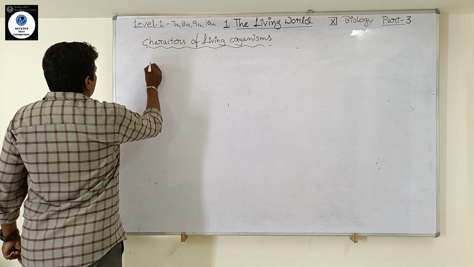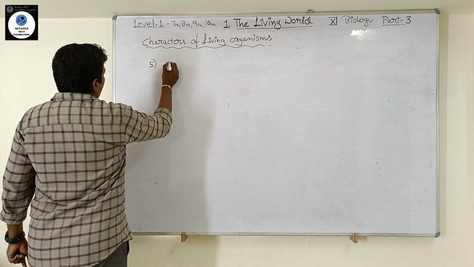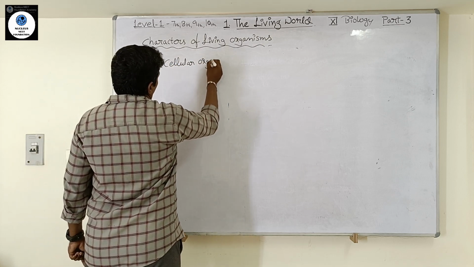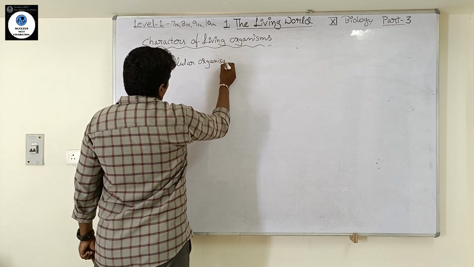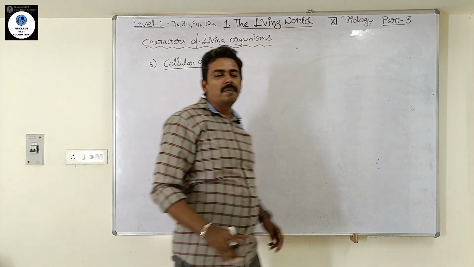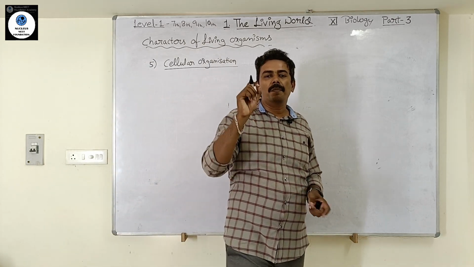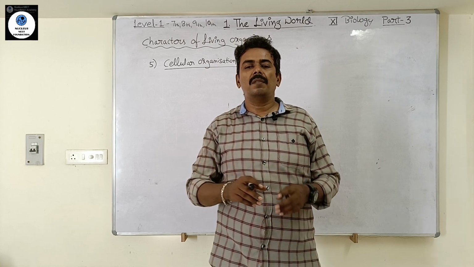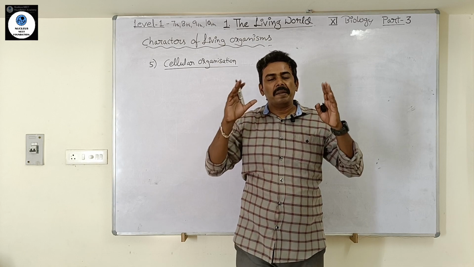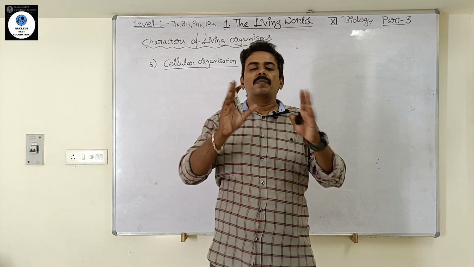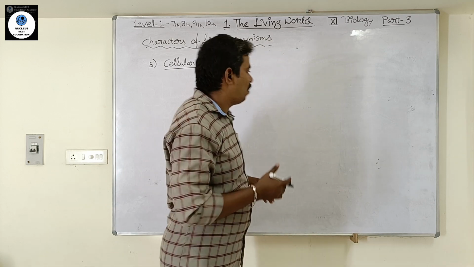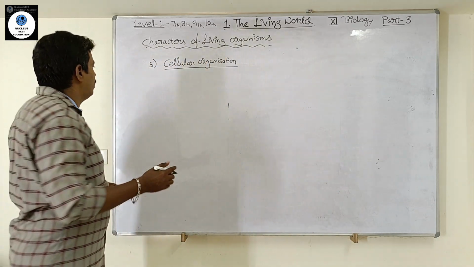Next, the most important character of living organisms, that is cellular organization. Take any type of living organism, from a simple microscopic unicellular organism to a very large organism like a blue whale. Any type of living organism you take is made up of a cell. Yes or no? Even our human body is made up of trillions of cells.